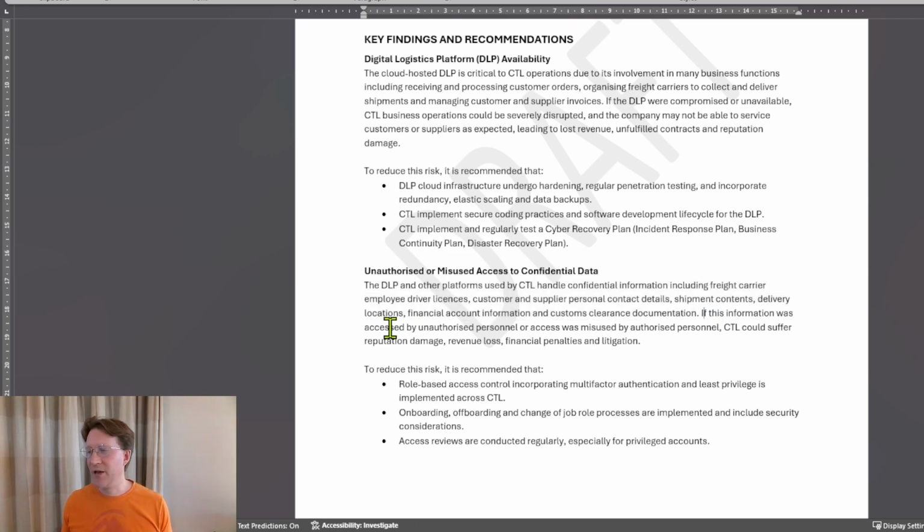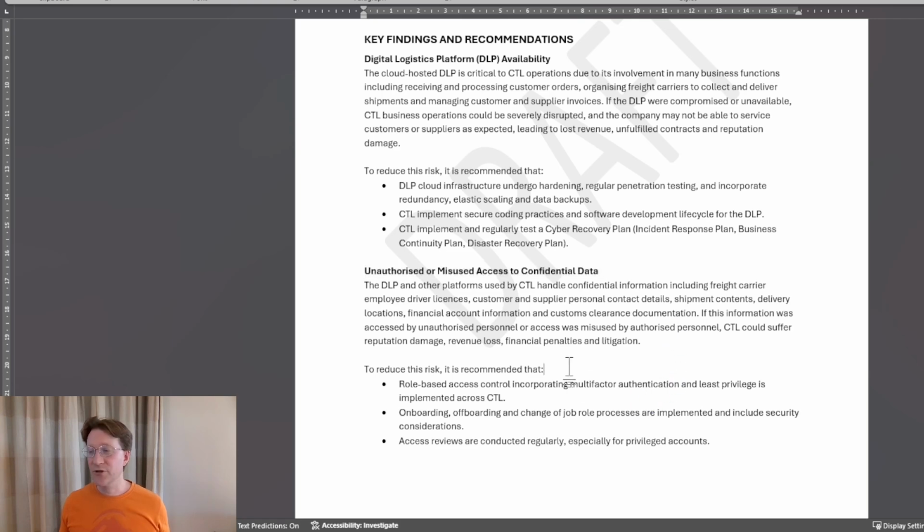Then we talk about how, if this information was accessed by unauthorized personnel or access was misused by authorized personnel, we talk about the potential consequences, including reputational damage, revenue loss, financial penalties, and litigation. So once again, we're considering the sort of language and the sort of things that executives and management are interested in when we're talking about the consequences here, to make them understand that those things are impacted. This isn't some abstract risk that they don't need to worry about. If nothing was done about this and confidential data was disclosed, then these are the areas that would be hit. These are the areas that these people are responsible for within the company. So it is their business to make sure that this does not happen.